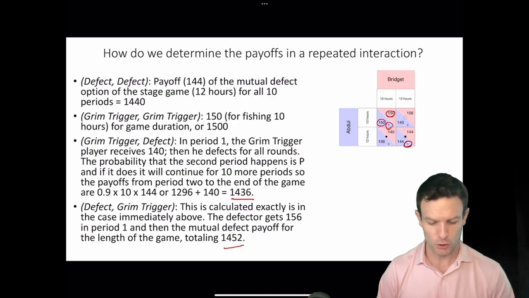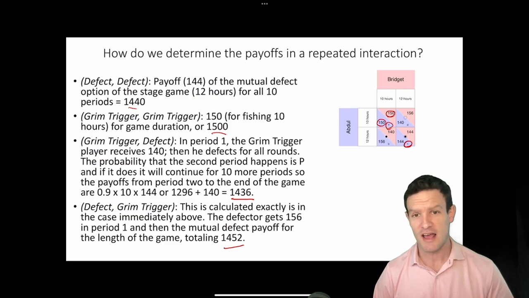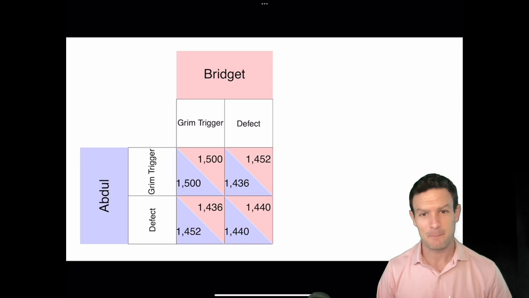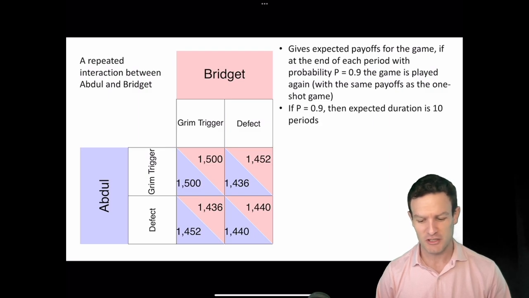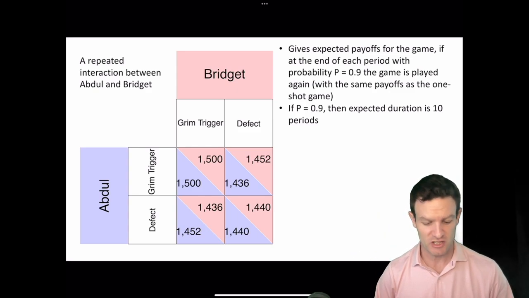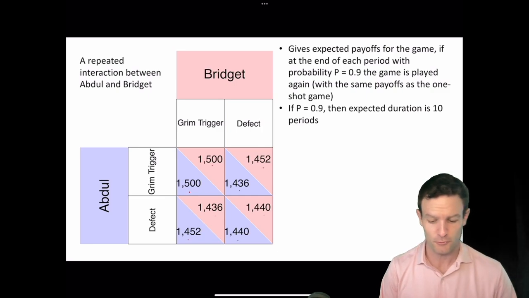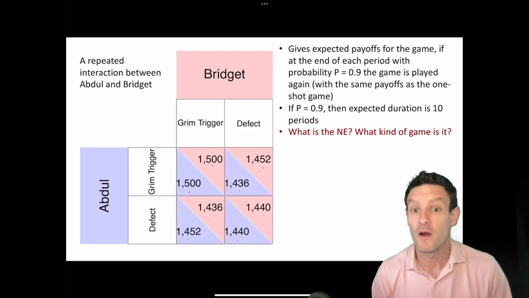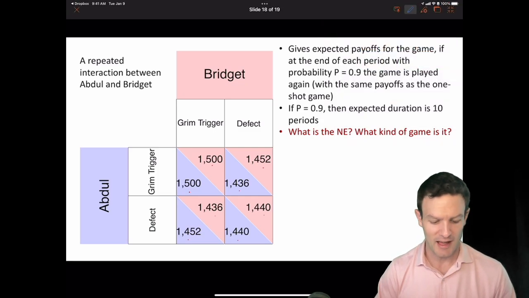Now you can see the direction in which we're going here. We've got 4 different payoffs, 1440, 1500, 1436, and 1452. We've got 2 potential strategies, Grim Trigger and Defect. What does that mean? We can put them all into a game table. Okay, so with this potential for the game being repeated as 0.9, and with our ability to sum up the different payoffs like we just did, we can see that we've got payoffs of 1500, 1500, 1452, 1436, 1436, 1452, 1440, 1440. Okay, the question is, what is the Nash equilibrium of this game, and what kind of game is it? So let's think about that for a second and look at Abdul.